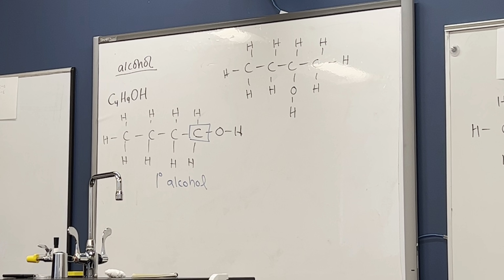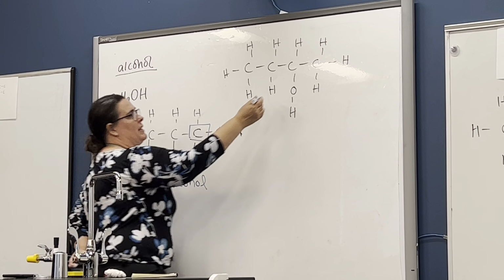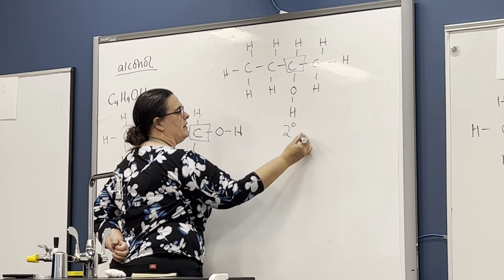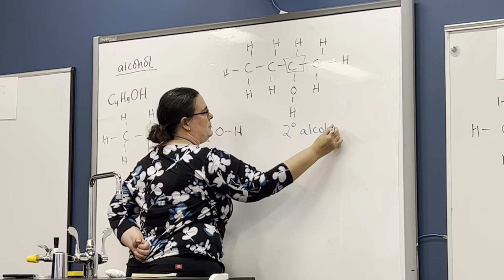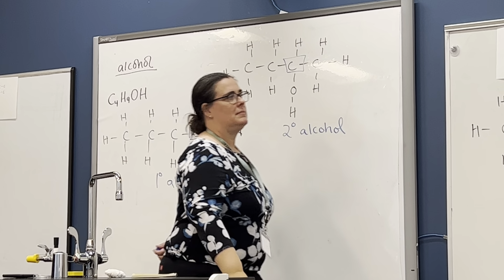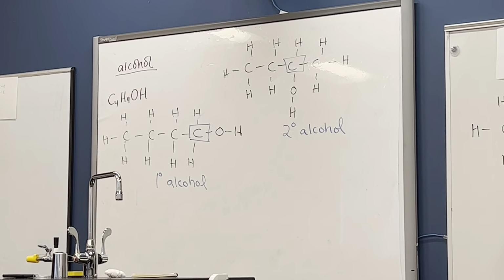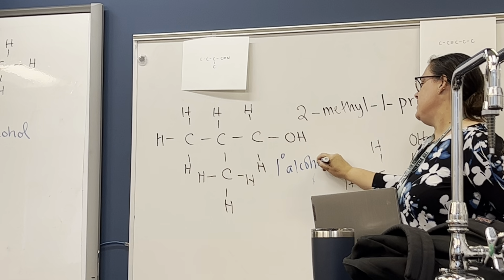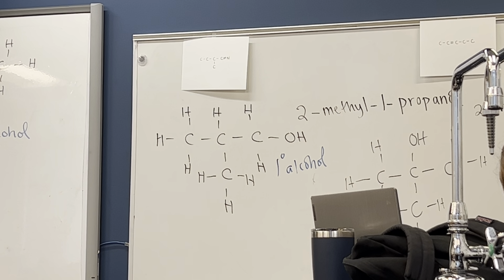So how do you think you would call its neighbor, the butan-2-ol? Secondary. Again, if this is the carbon in question, it has 2 carbons attached, we call it secondary. How about this one? If we look at this carbon, how many carbons is it attached to? 1. So it's primary. And the last one, tertiary.